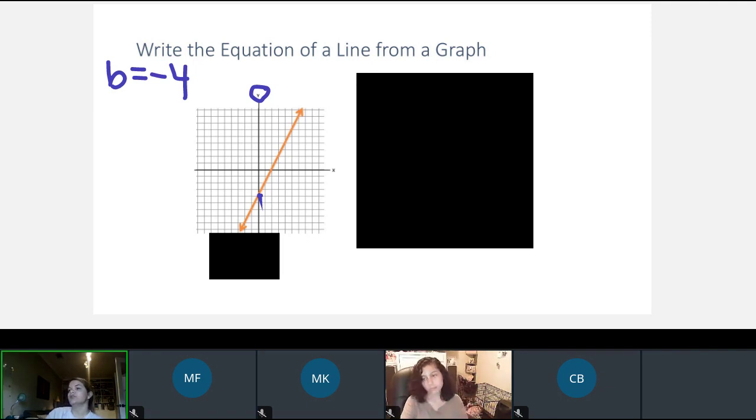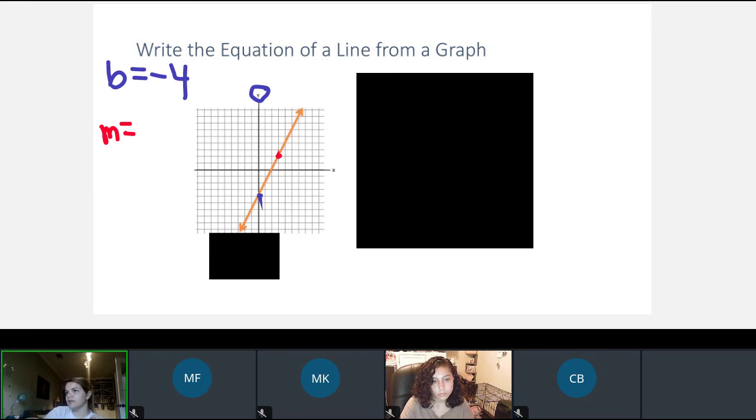Okay, good deal. So now we have to find our slope. To find the slope, I'm going to pick another point that crosses at another whole number. So for instance, if I looked at this point right here in the middle, that doesn't cross at a whole number. So I want to find one that works nicely. Just to make it a little bit difficult, I'm going to do this point right here.